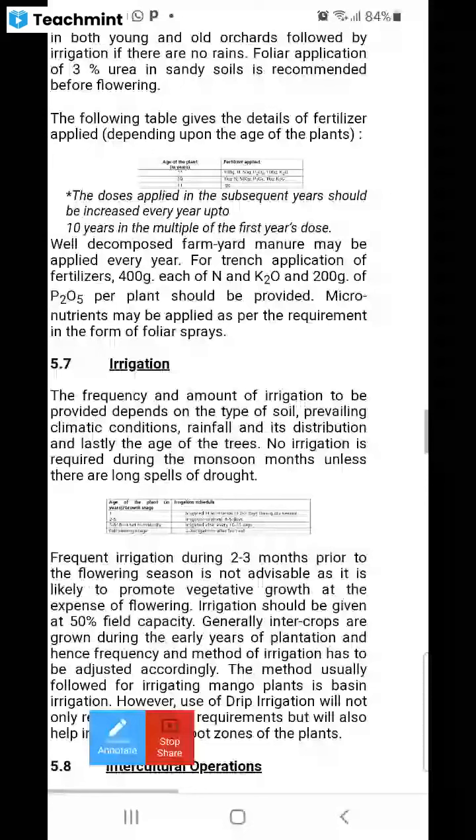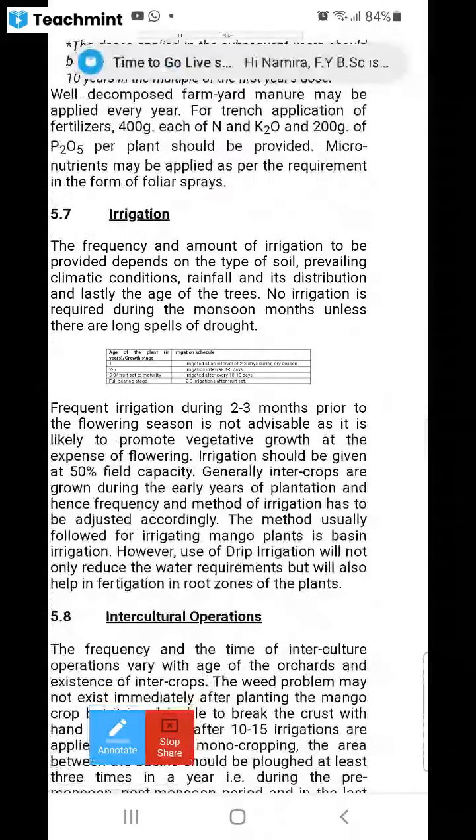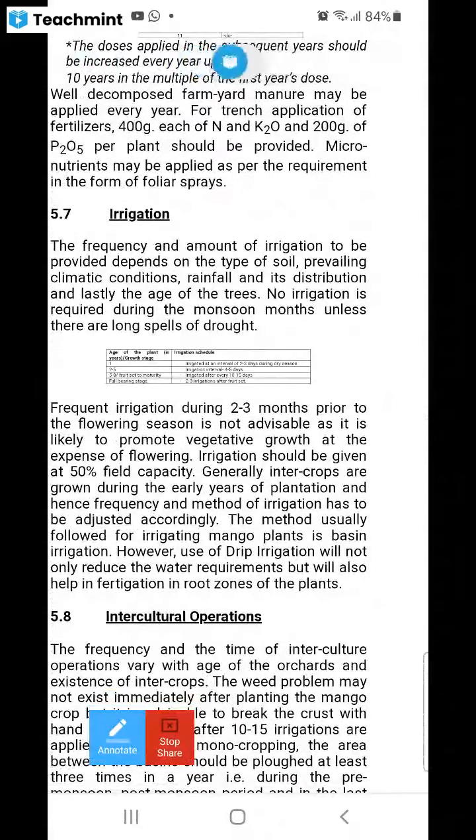So no irrigation is required during the monsoon months unless there are long spells of drought. Frequent irrigation during 2 to 3 months prior to the flowering season is not advisable, as it is likely to promote vegetative growth at the expense of flowering. Irrigation should be given at 50% field capacity, and generally intercrops are grown during the early years of plantation. So frequency and method of irrigation has to be adjusted accordingly.